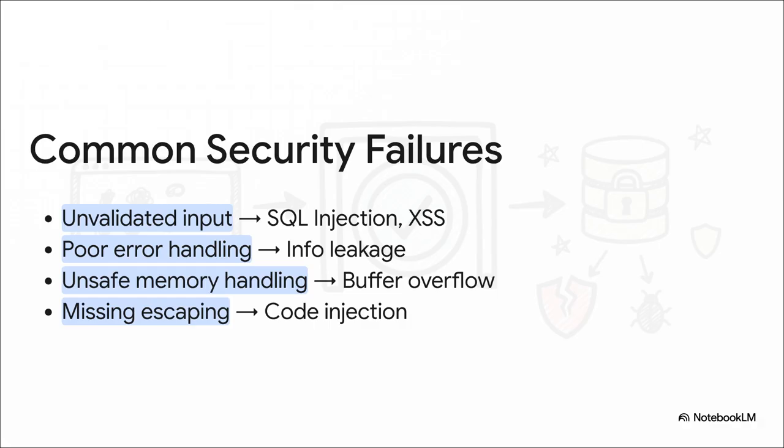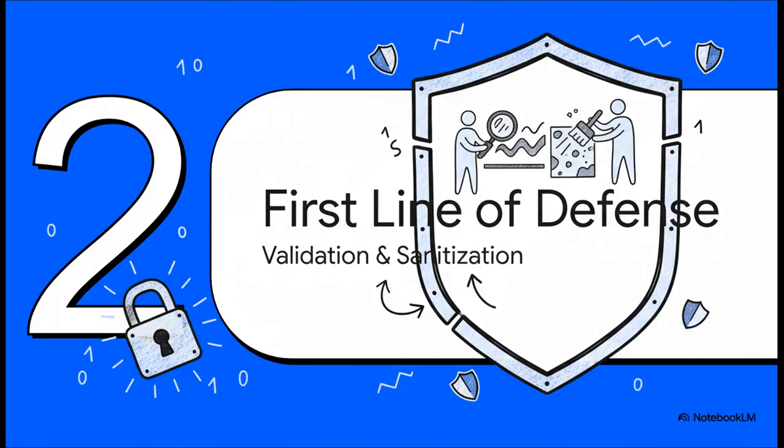And unsafe memory handling, that can lead to something called a buffer overflow, where an attacker shoves way too much data into a tiny container and can pretty much hijack your whole application. It's the original sin of so many security breaches. But, of course, there's a solution. So let's talk about your first line of defense.